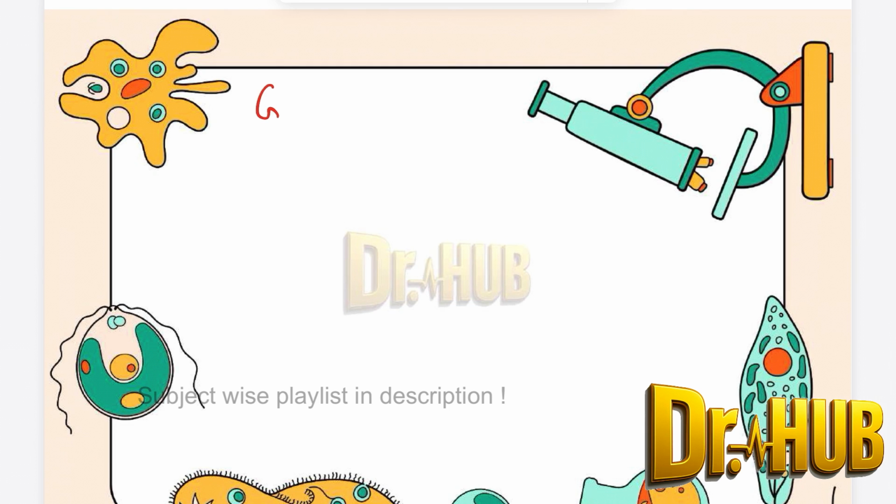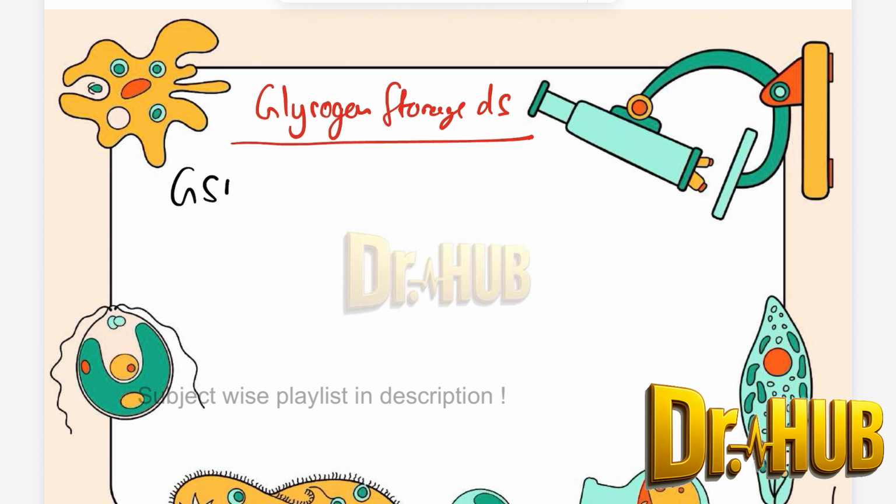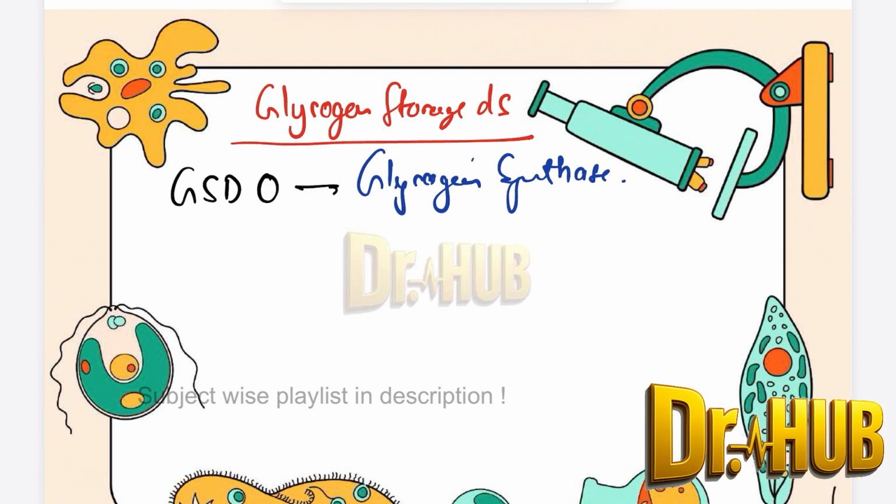Now we are looking at the glycogen storage disorders. The first one we are looking at is GSD, glycogen storage disorder 0. This is the deficiency of the enzyme glycogen synthase, and it presents with hypoglycemia as well as early death.